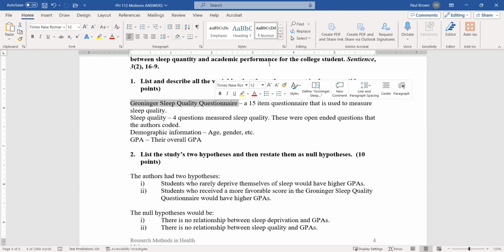A lot of you gave the demographics, you worked out the demographics. Most of the people listed all of their demographics.